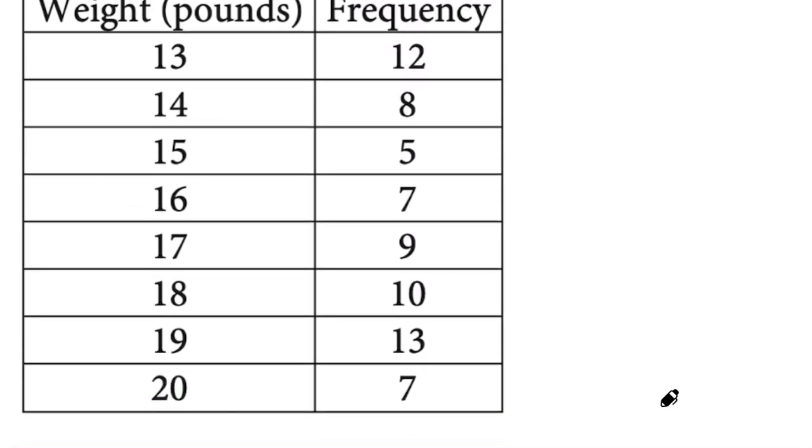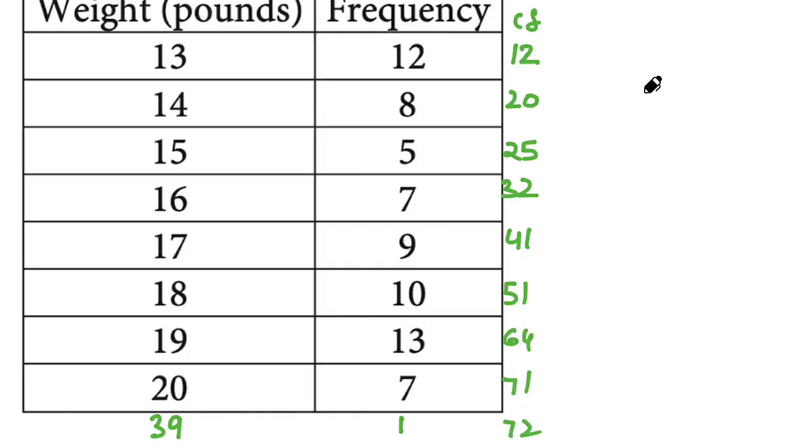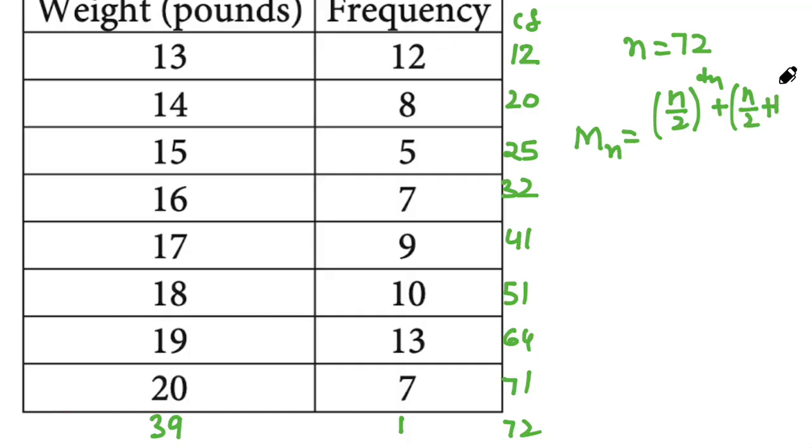Okay, let's see for the new value. Here we are going to add one more value, which is 39, and its frequency is 1. So our cumulative frequency will be the same: 12, 12 plus 8, 20, 20 plus 5, 25, and 25, 32, 41, 51, 64, 71, and 72. Now this 72 is even. Then what is the formula for the median? That will be the new median. It is the n by 2th plus the n by 2 plus 1th.